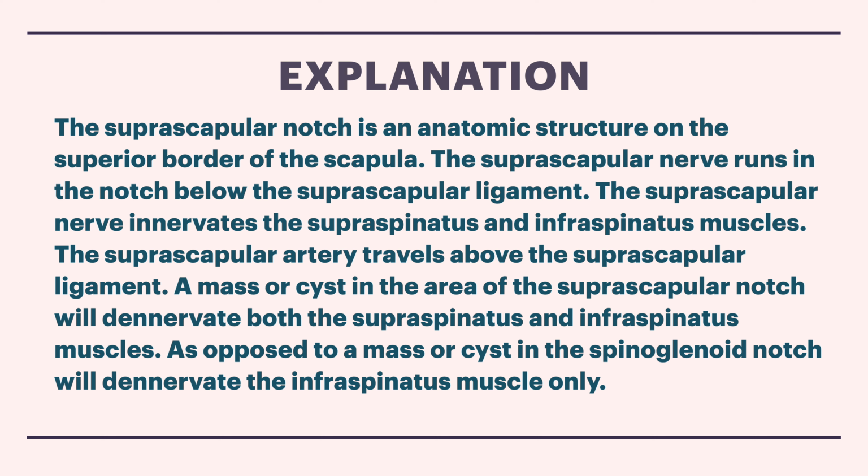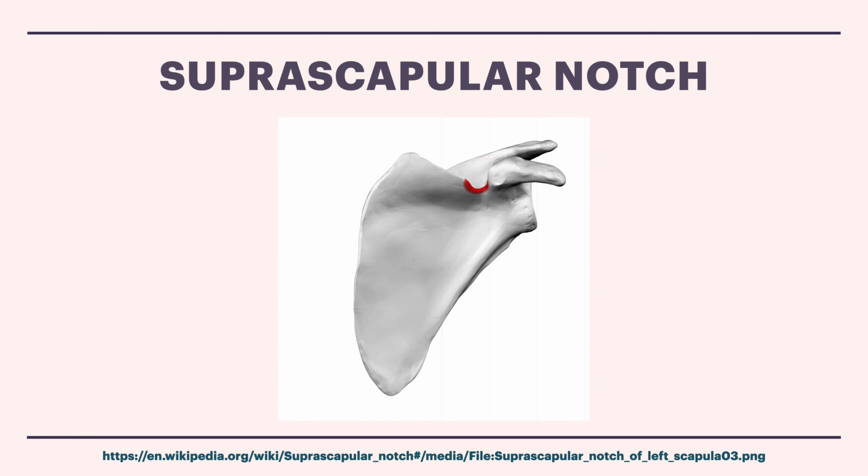The suprascapular artery travels above the suprascapular ligament, and a mass or cyst in the area of the suprascapular notch will denervate both the supraspinatus and infraspinatus muscles, as opposed to a mass or cyst at the spinoglenoid notch, which will denervate the infraspinatus muscle only. Well, let's go see some of that anatomy.